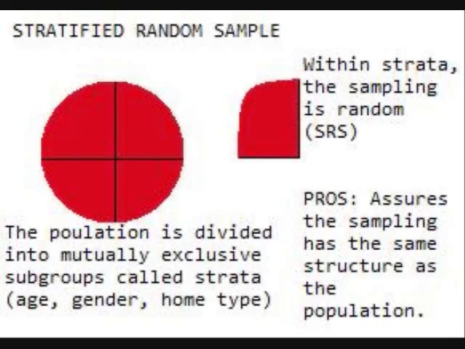This is key here, you have to underline it. The sampling is random. So the previous random sampling, which was the first one that we talked about, is then used within one strata. So the pros are, it assures the sampling has the same structure as the population, which is good. The next one is the cluster sampling.